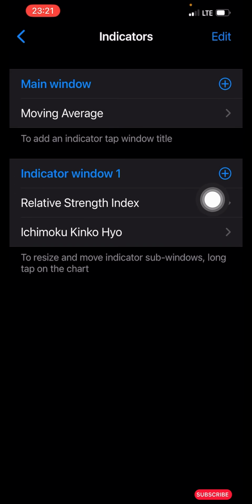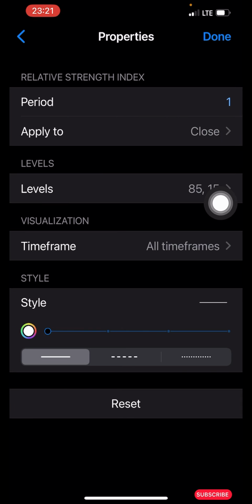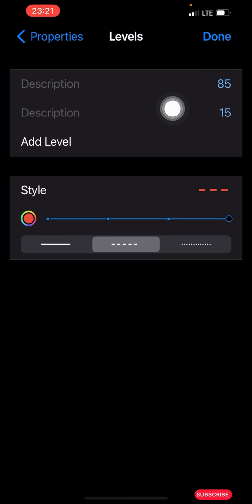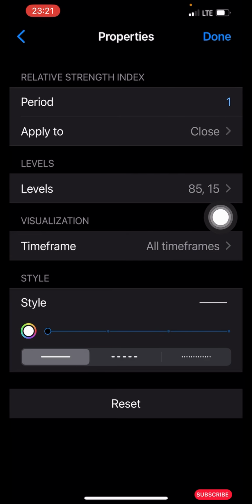The next indicator we have here is the relative strength index. You click on the main window plus icon again, you search for your relative strength index. Now the period for the relative strength index is 1, apply to is close. The levels you are going to make 85 and 15. The color is red. You make it 4 pixels, you click on done. Now the time frame is all time frames.